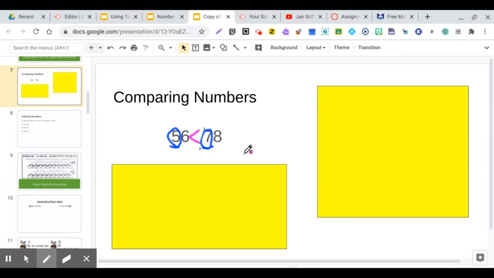Now, if you did alligator mouths or anything like that when you were in lower grades, we're going to tell you here at Northside, we don't do that. We use the correct symbol of less than, greater than, and equal to. So just keep that in mind. Now, if you want to think in your head about an alligator eating the bigger number, you go right ahead. If that helps you know which way you're supposed to make the symbol, that's great.